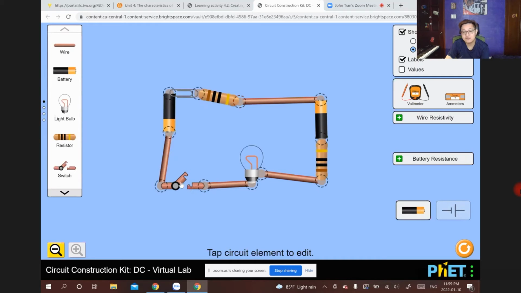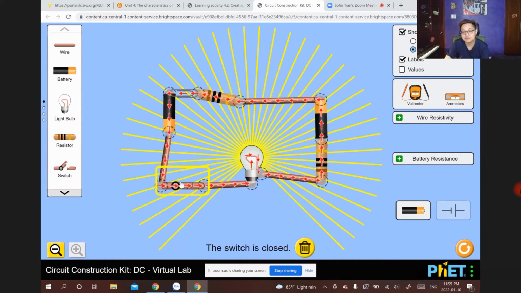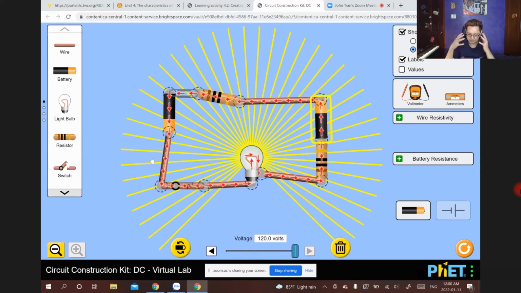A resistor is something that resists the flow of electricity, but it still conducts some electricity, even though some amount of it is absorbed by the resistor.